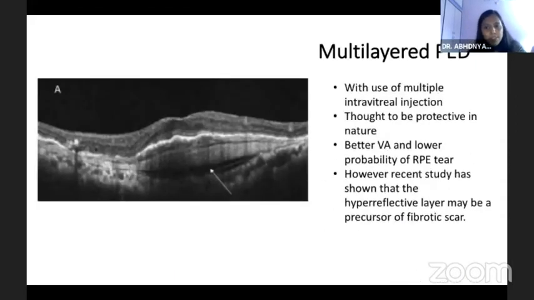Another entity you see with AMD is the multilayered PED. This is a choroidal elevation with a hyperreflective and hyporeflective band, and in some cases they may be associated with a prechoroidal cleft. The prechoroidal cleft may indicate that the visual prognosis may be good in these cases. However, recent studies have shown that this hyperreflective band may be a precursor of fibrotic scar, and these cases may have poorer visual prognosis.